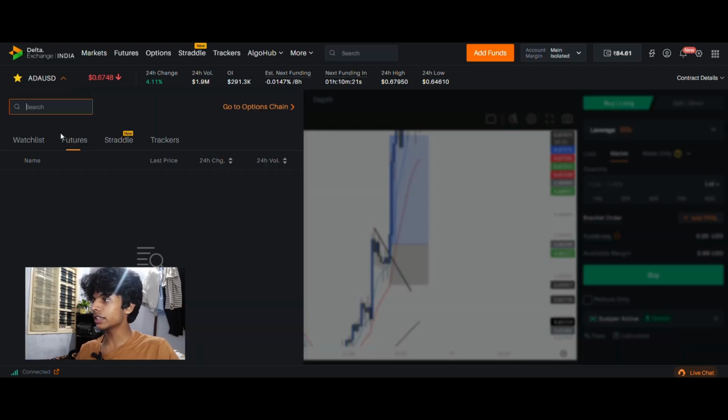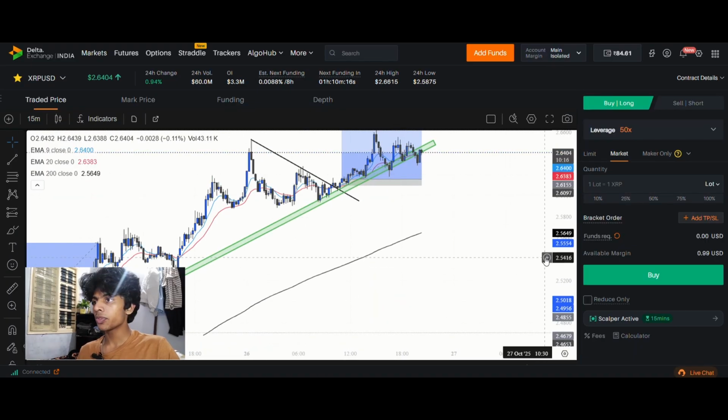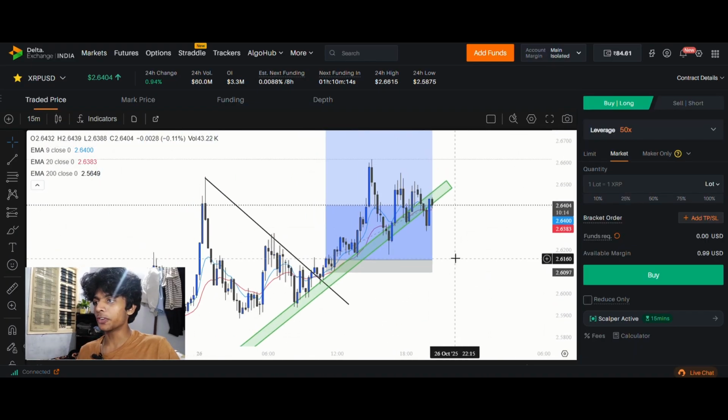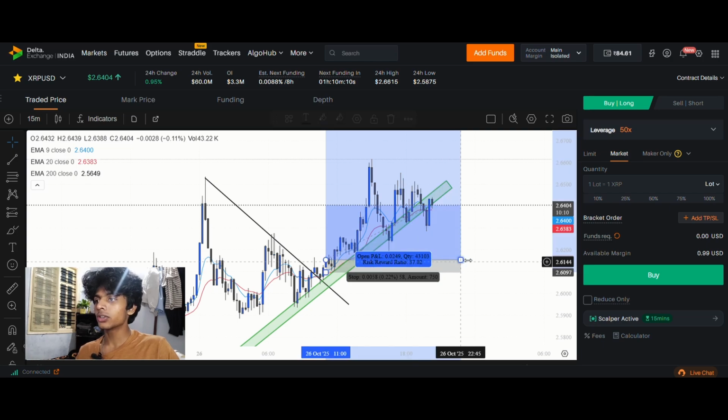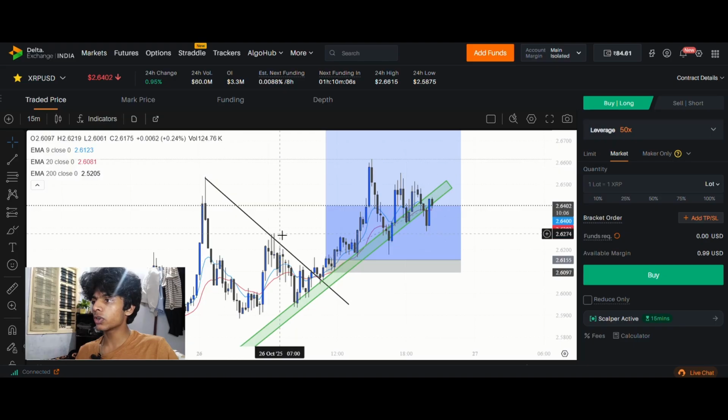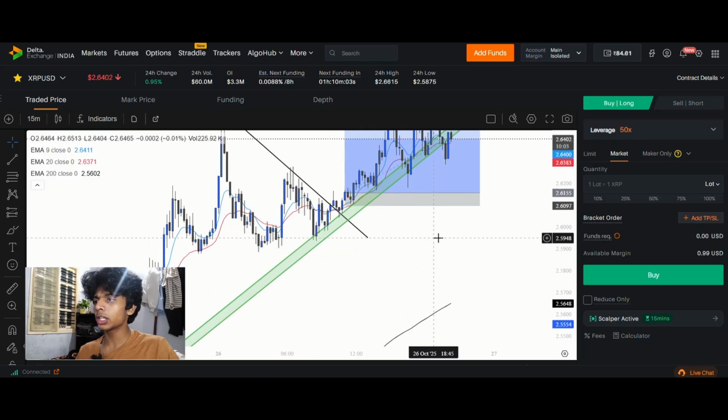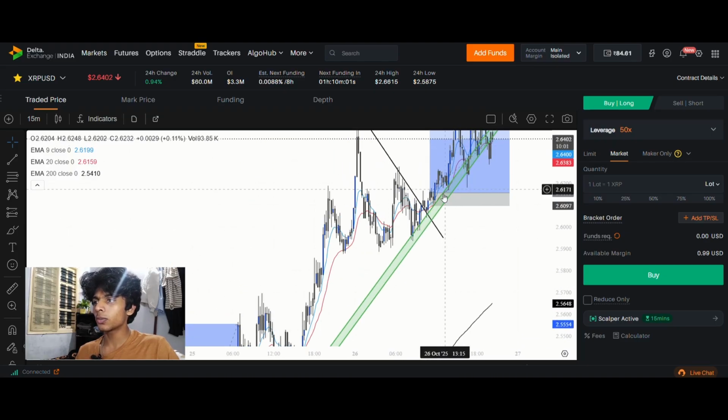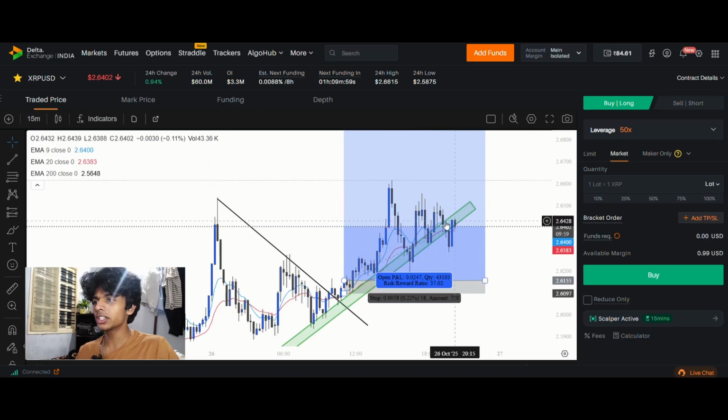Then the second trade we took was on XRP USD, where we got out at break even, and now the trade is running in profit after it took us out at break even. You can see that the trade is back running in profit. We got the entry here because it broke a beautiful strong trend line, and the price was taking support from this trend line over here, this zone.